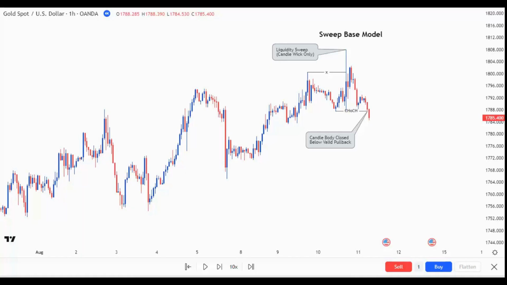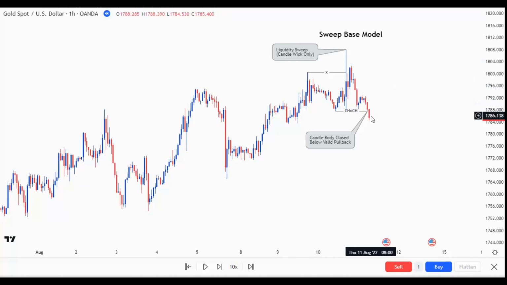This is the gold chart, 1 hour time frame. Here you can see, at this point the market did a liquidity sweep by candle wick. Only the candle wick traded high above this previous high to sweep liquidity, and the candle body closed below this previous high. On this side, below this pullback, the candle body also closed there. Now, the market is following both rules here. So this is confirmation of sweep base model trend reversal.